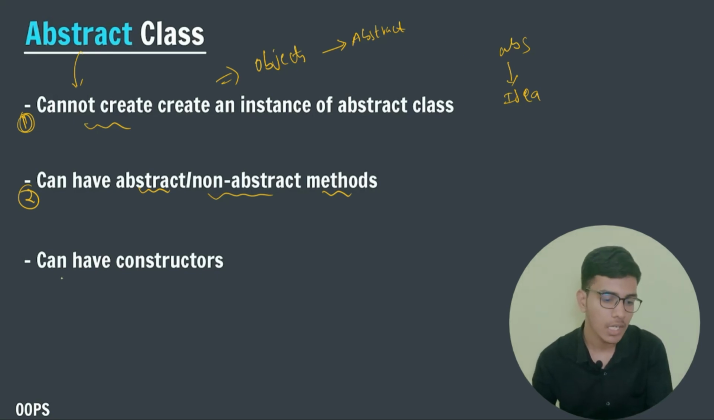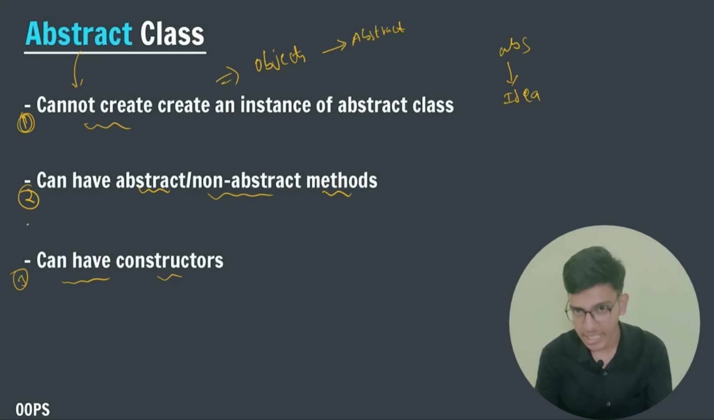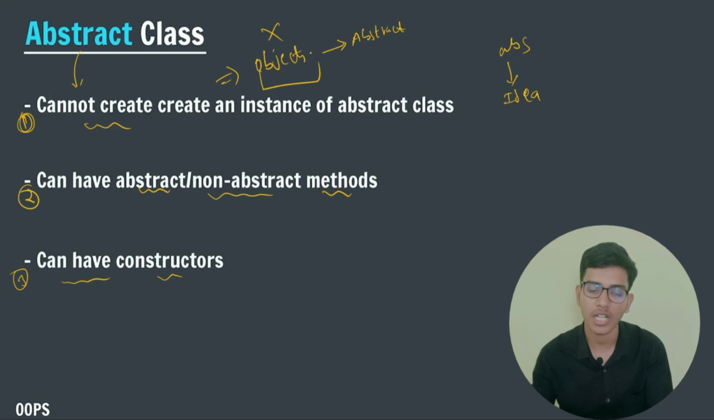After that, it can have constructors. So this third property might sound a little bit crazy. In the previous constructor video we studied that when an object is created, a constructor is invoked. But here we can't create an object. When it comes to abstraction, we can't create objects of an abstract class because it's just the idea, right? But this is one of the properties you have to remember, that we can create the constructor of our abstract class.